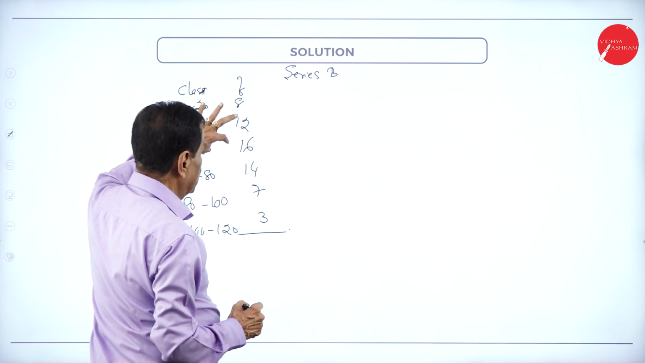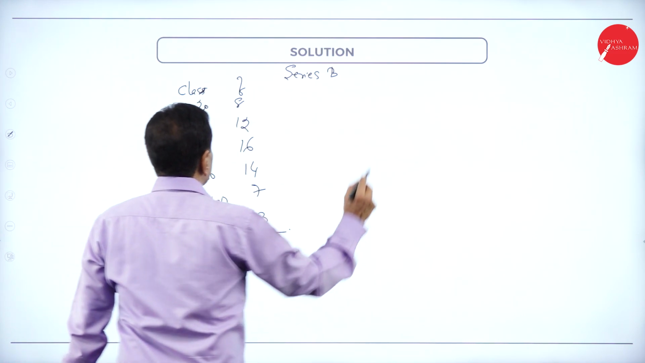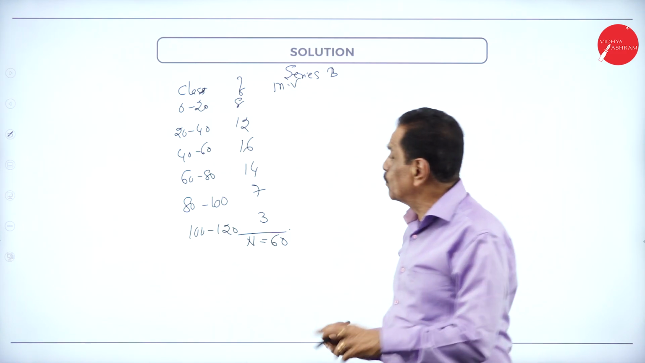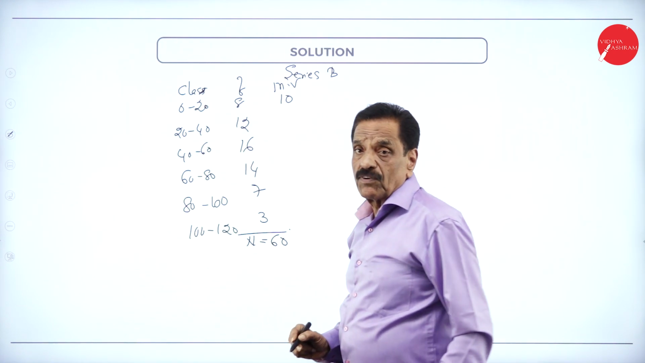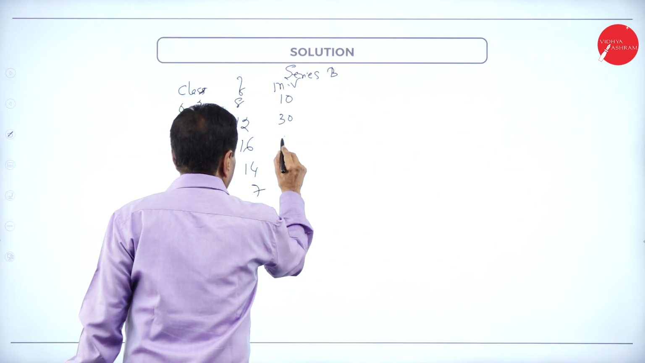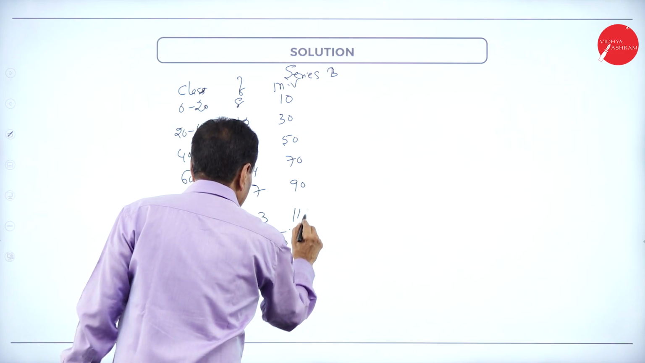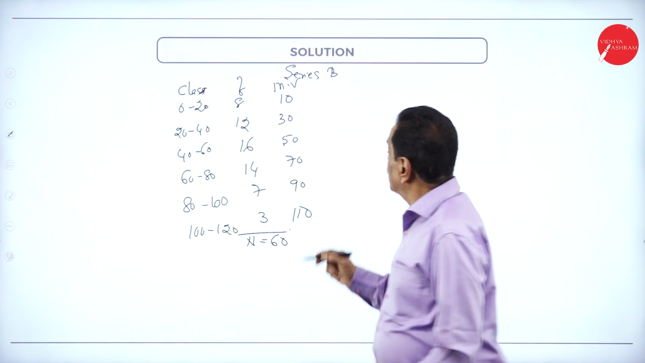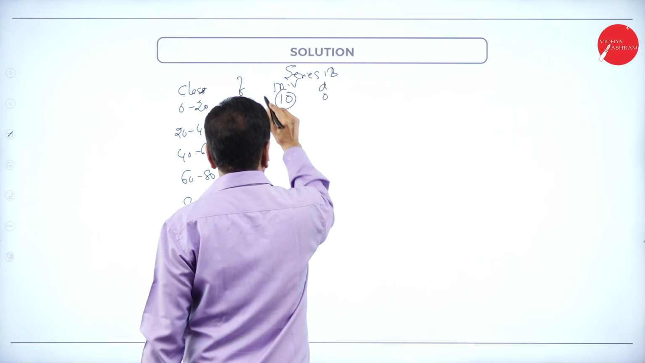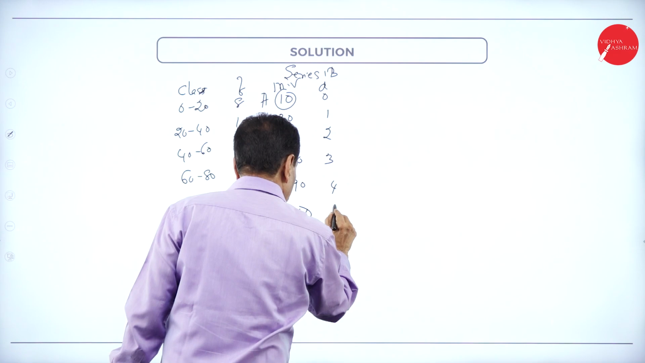12 plus 8, 20; 36, 40, 57, 60. N is equal to 60. Mid value: 0 plus 20 is 20, divided by 2 is 10. Then 20 plus 40 is 60, divided by 2 is 30. Another 50, 70, 90, 110. Same steps you have to follow. Then d dash: 10 is assumed as 0, then 1, 2, 3, 4, 5.